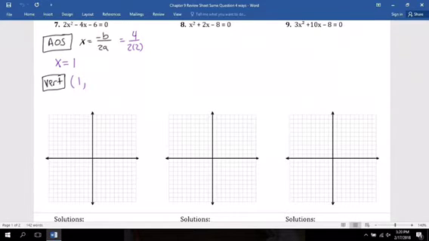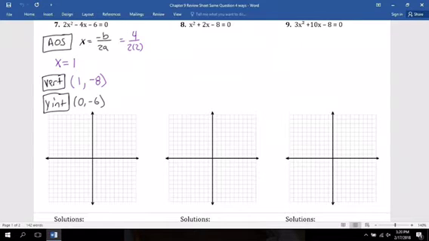To find my y value, I just need to plug it back into the equation and solve for y. So 2 times 1 squared is 2, minus 4 times 1, which is negative 4. So 2 minus 4 is negative 2, minus 6 would be negative 8. So my vertex is the point 1, negative 8. I also know that my y-intercept is the point 0, negative 6.